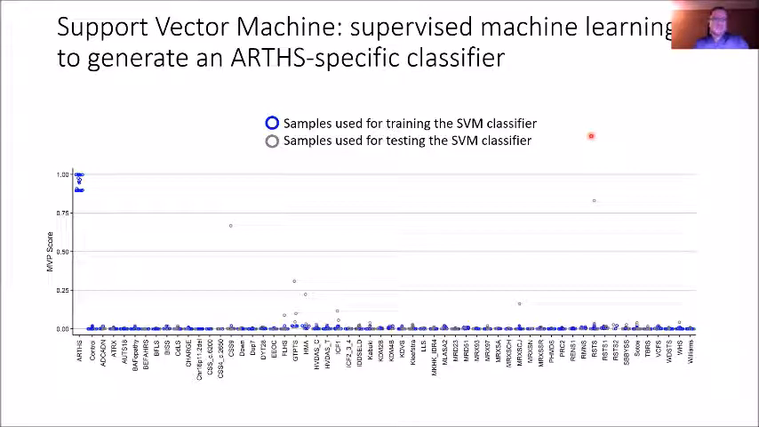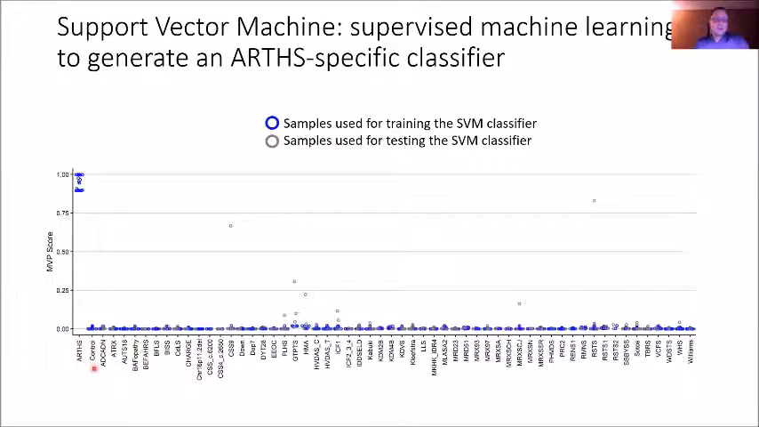And then we give it a new set of samples, the testing set in gray, that it has not seen before, and it will use the algorithm that it develops to classify these with a probability score of they're probably an ARTHS sample or they're probably not an ARTHS sample. And on the left here is what we call an MVP, or methylation variant pathogenicity score. And a score that is close to 1 means that the sample has a high probability of being from a patient with ARTHS, and if it's close to 0, it means it has a low probability.